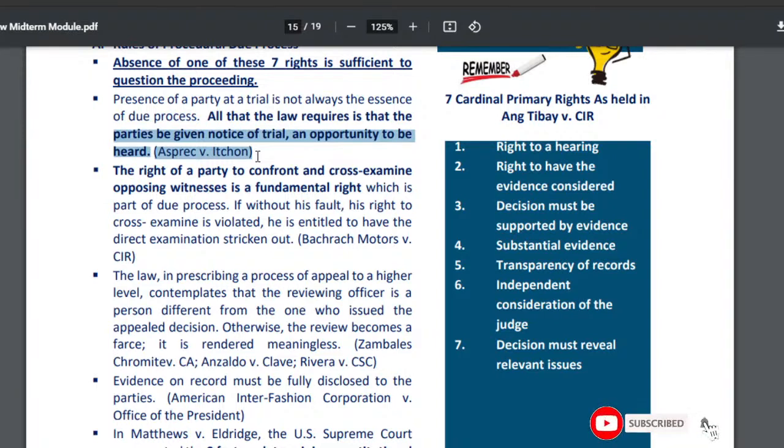The right of a party to confront and cross-examine opposing witness is fundamental right, which is actually part of due process. Now, for example, ma'am, you said that it's okay not to be present during trial as long as you were given the chance to be heard via counter affidavit or with the attachments, evidence. What about this one? Right to a party to confront. I was not able to confront and cross-examine the opposing witness. So you said that this now is actually part of due process.